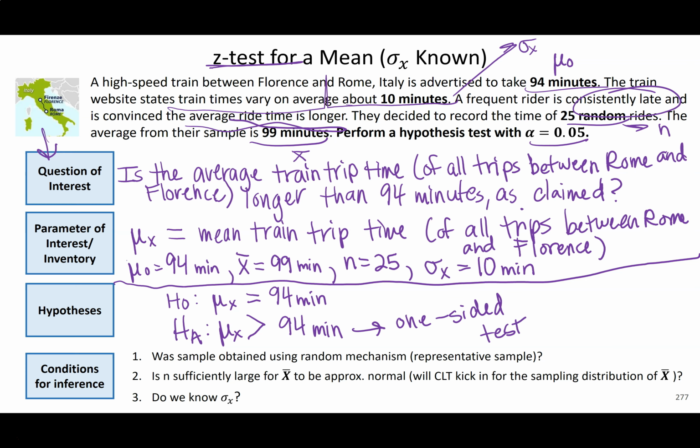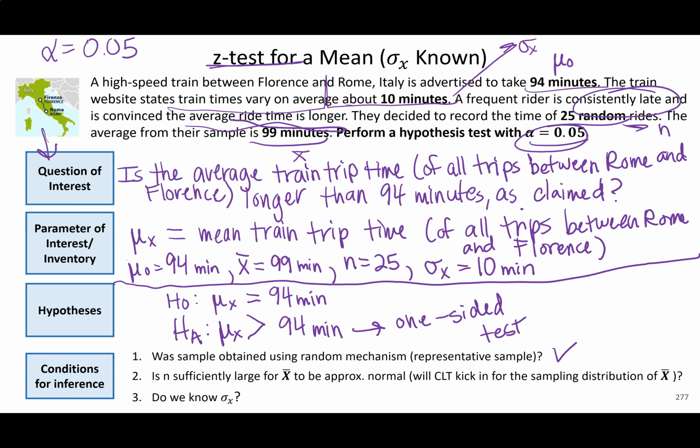You can look through our conditions. Note that stating the significance might be on the next slide there. It's just 0.05. That's right there. So, did we get our sample as a random sample? Yes, they randomly sampled those 25 times.